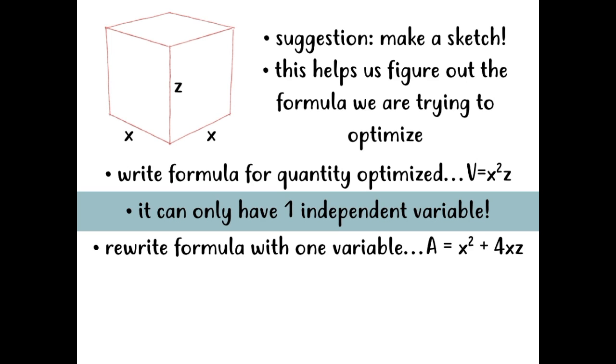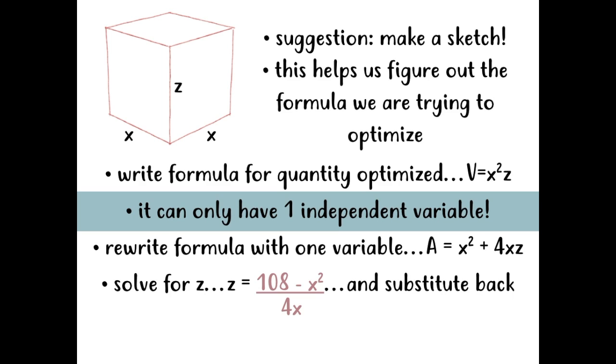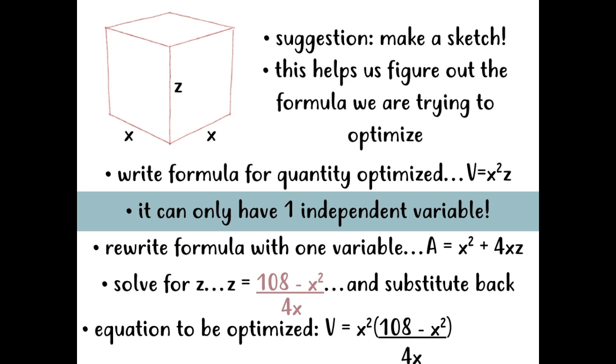So we're going to use the area formula, which is x squared plus 4xz, to solve for one variable. In this case, we're going to solve for z. So when we do that, we're going to get z equals 108 minus x squared all over 4x. Then we can substitute this back into our main equation. So now the equation to be optimized is volume equals x squared times 108 minus x squared all over 4x. And this can all simplify into 27x minus 1/4 x cubed.